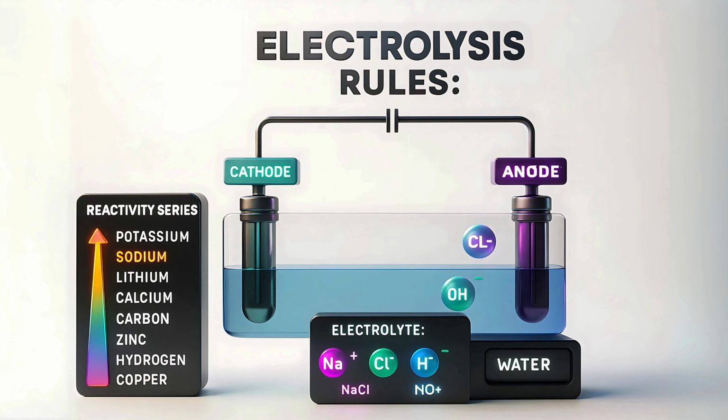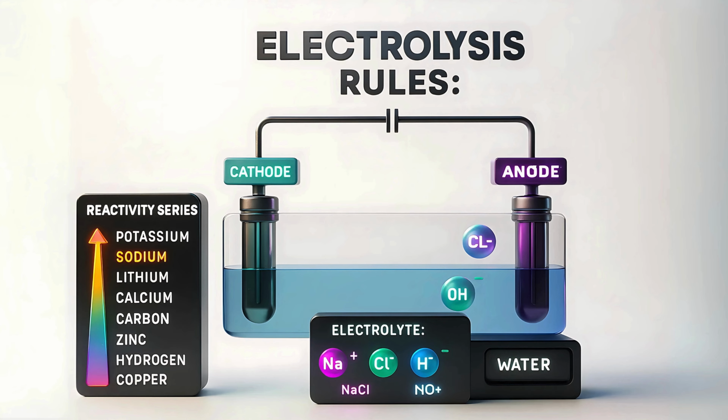At the anode, the two negative ions are Cl- and OH-. According to our rule, halide ions are always discharged in preference to hydroxide ions, so chloride ions lose electrons to form chlorine gas, Cl2. You'll usually notice small bubbles forming around the anode. That's the chlorine gas being released. So, in the electrolysis of aqueous sodium chloride, hydrogen gas is produced at the cathode and chlorine gas is produced at the anode, while sodium hydroxide remains dissolved in the solution. This process is actually used industrially in what's called the chlor-alkali process, which produces hydrogen, chlorine, and sodium hydroxide, three very important chemicals for manufacturing.